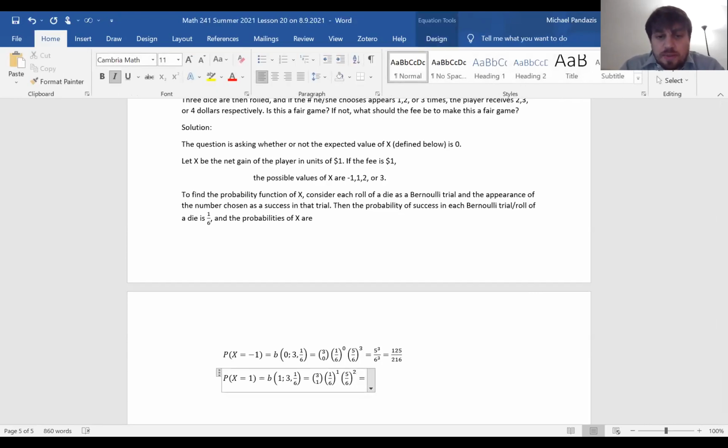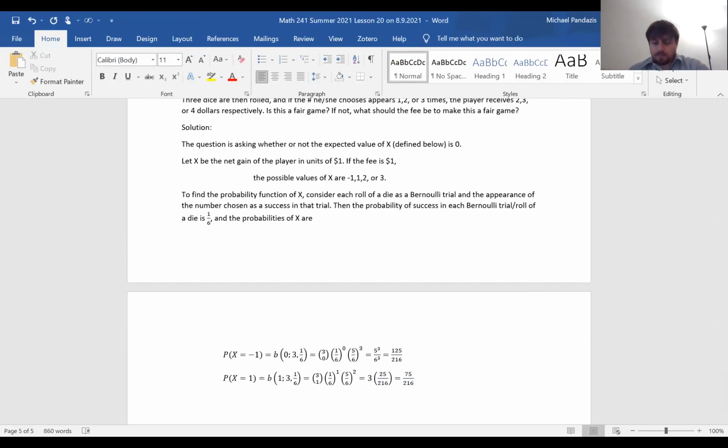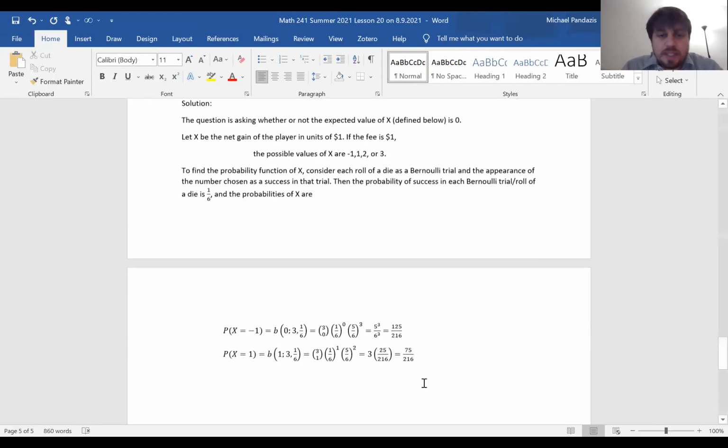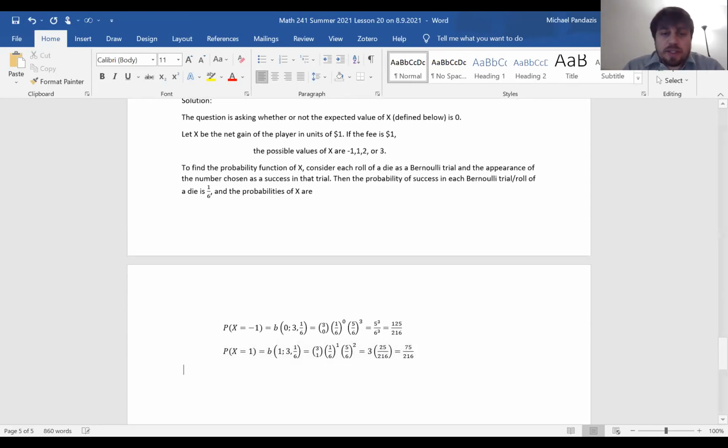And so when you multiply that, 3 choose 1 is 3. And then you have the fraction 5 squared, which is 25, divided by 6 cubed, which is 216. And so then that's equal to 75 divided by 216. So that's the probability x equals 1.